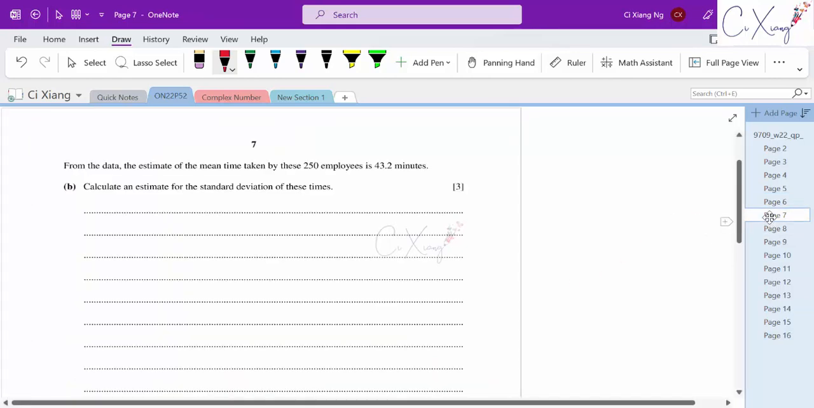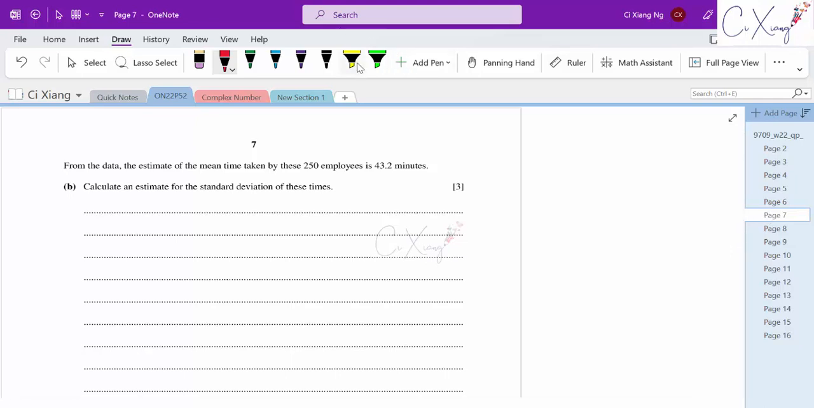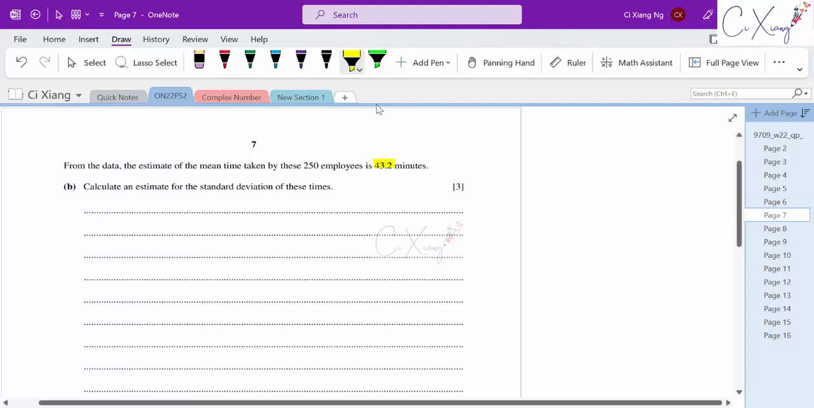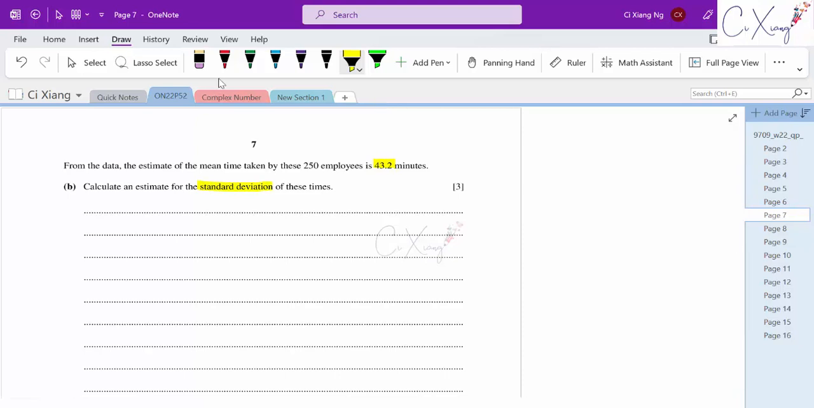For part B, they are saying that from the data, the mean is actually 43.2. So they want us to calculate an estimate for the standard deviation of these times. Let's recall the formula for standard deviation. The easier one should be the square root of the summation of fx squared divided by the summation of f, minus the mean squared.